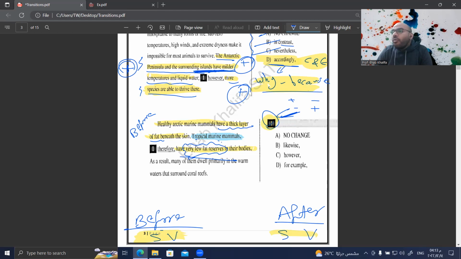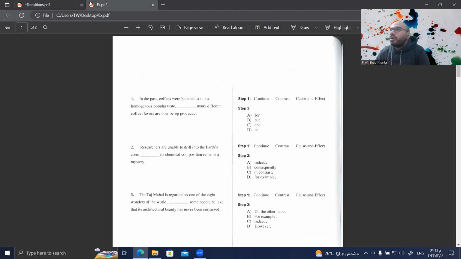If it is contradiction, get rid of the continuous and the cause and effect. Therefore, is it cause and effect? Get rid of it. Likewise, is it a continual? Get rid of it. For example, is it a continual? Get rid of it. So the only word that indicates the contradiction between what comes before, have thick layer of fat, and what comes after, very few fat reserves, is the however, which is a contradictor.